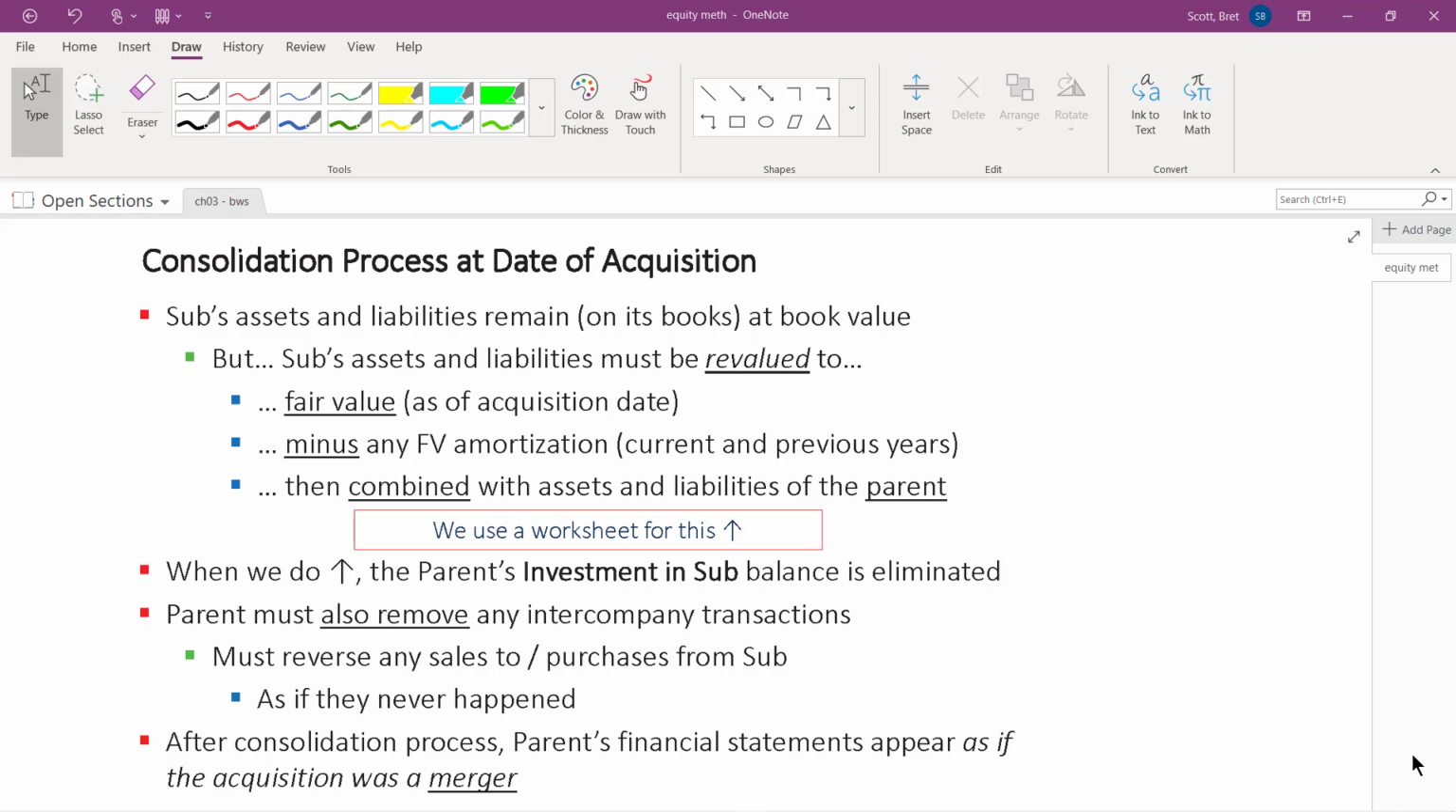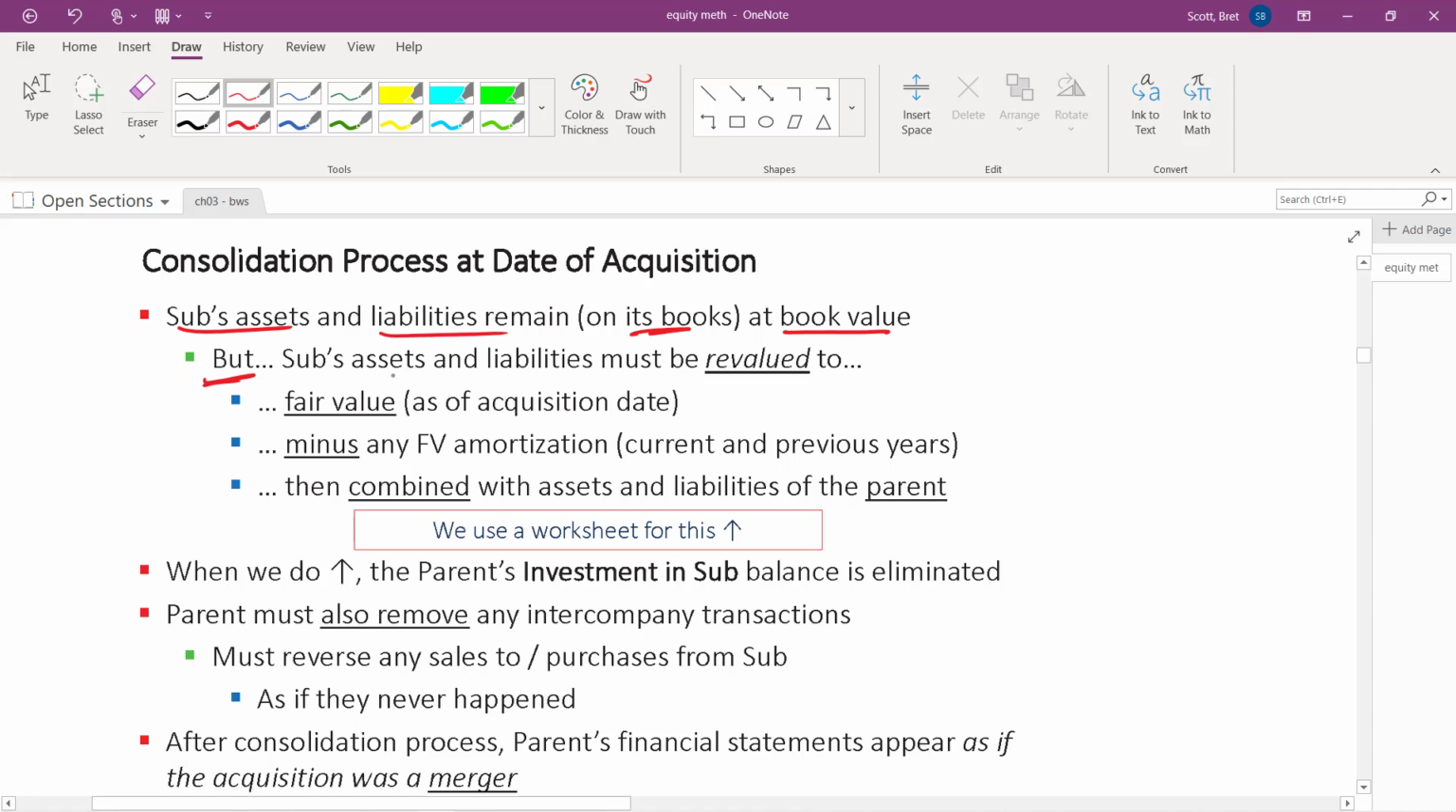So how do we go about consolidating subsidiaries? If we have 5 or 1 or 500, there must be a pretty organized process. There is. It's not too bad. It's just there's a lot to remember in this process. Essentially, the idea here is we need to look at the subsidiaries. The sub's assets and liabilities remain on its books at its book value. We don't tell them what to do.